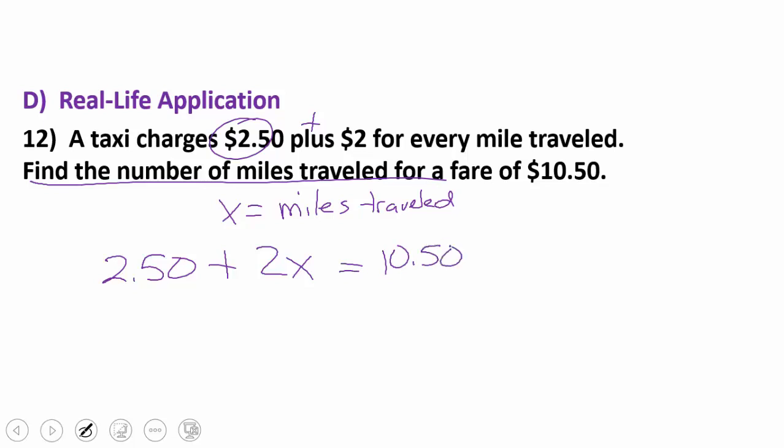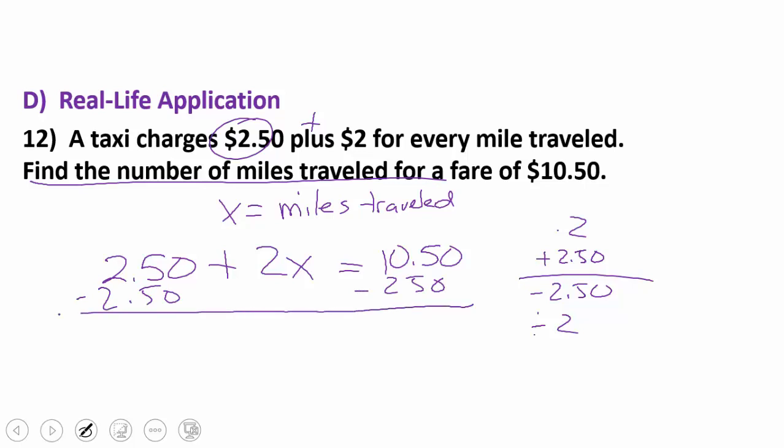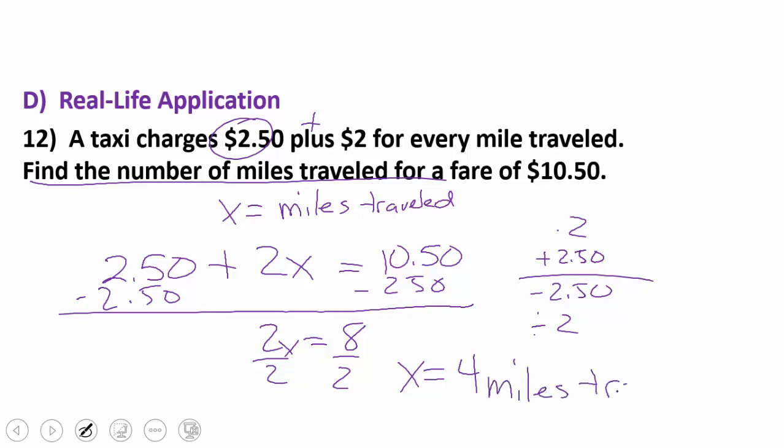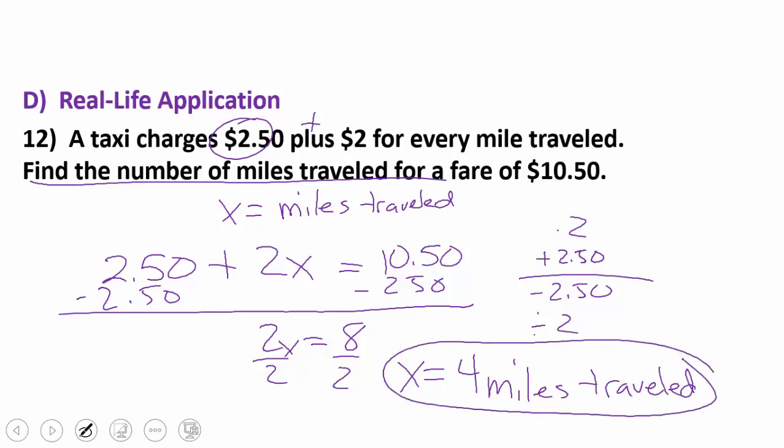$10.50. So the first thing we're doing is multiplying by 2, and then adding $2.50. So the inverse is to subtract 2.50 and then divide by 2. Subtracting $2.50 from both sides to isolate and keep balance, 2x is now equal to 8. Dividing by 2, x is equal to 4. So, 4 miles traveled. Nice. Woo! I just love doing math.